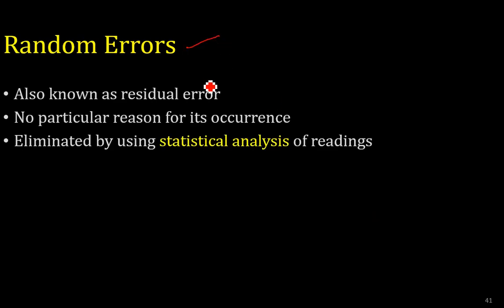And the last one is random error, which doesn't have any particular reason for its occurrence. It is also known as residual error, and these can be different errors that don't fall into the already set categories. Now this can be eliminated using some statistical analysis of the readings that are being taken. Okay, so this will be dealt with in detail in the next lecture, that is, statistical analysis of different instruments, meter readings.